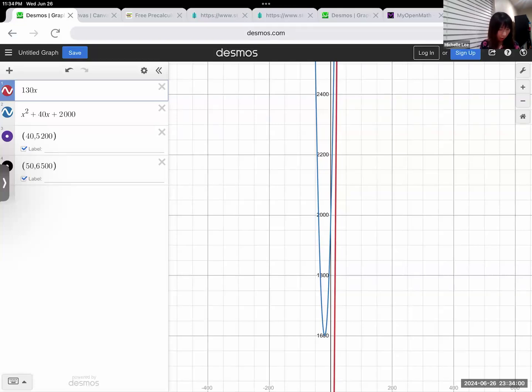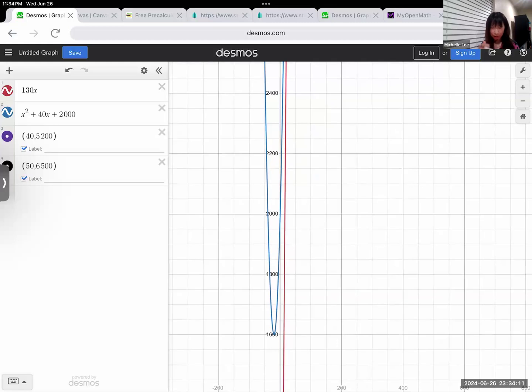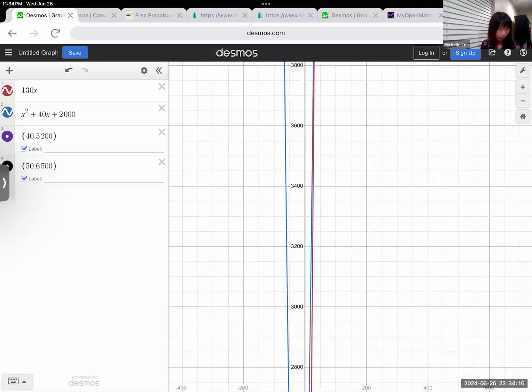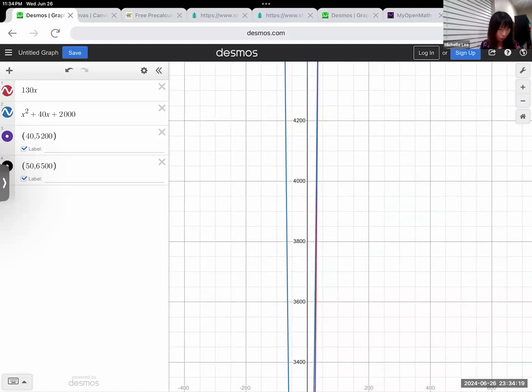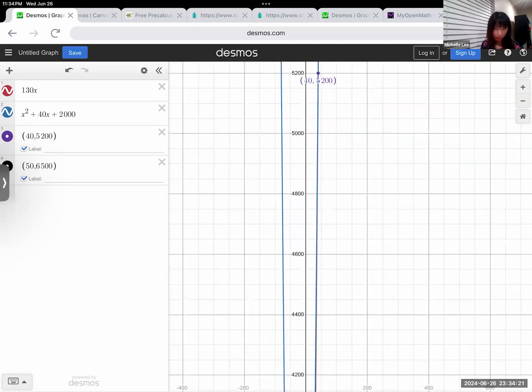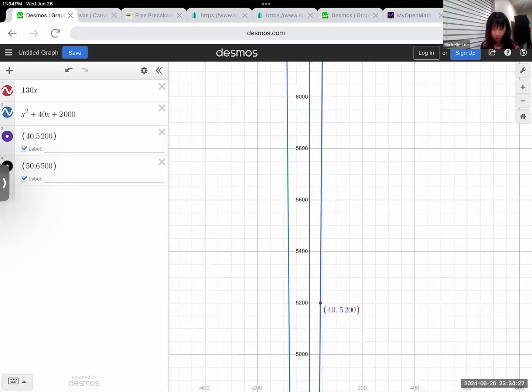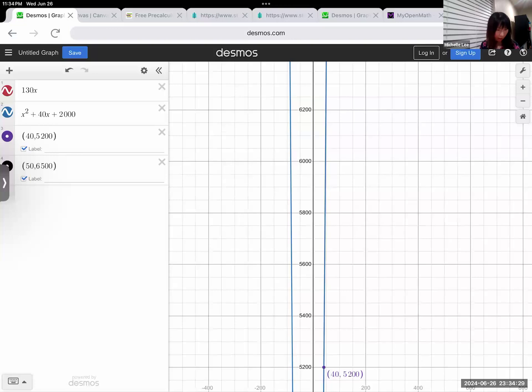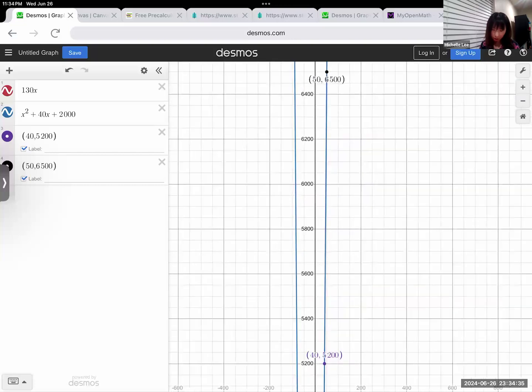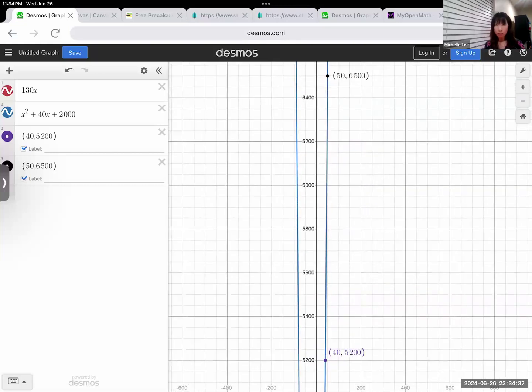Okay, what did I label? So we had 40 and 50 as a break even. So this one looks like this, yeah, parabola and then straight line. 40 and then the y value is too big. So let me climb up. So here we go. I label 40 and 5200 here and 50 and 6500. Where is the 65? Here you go. Let me screenshot this way.